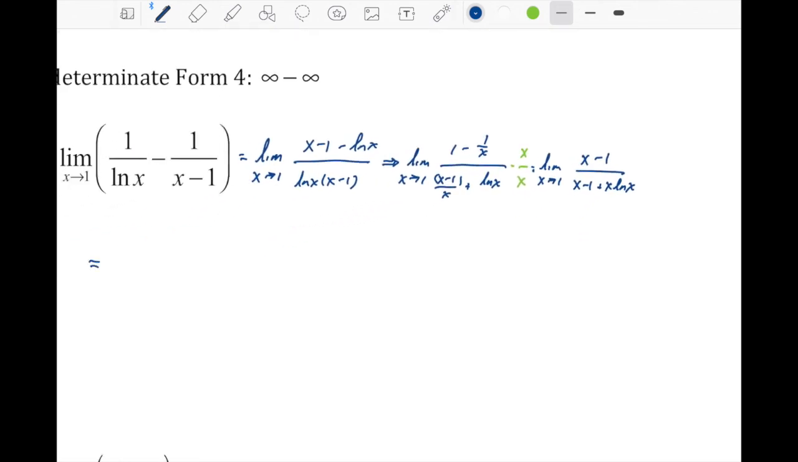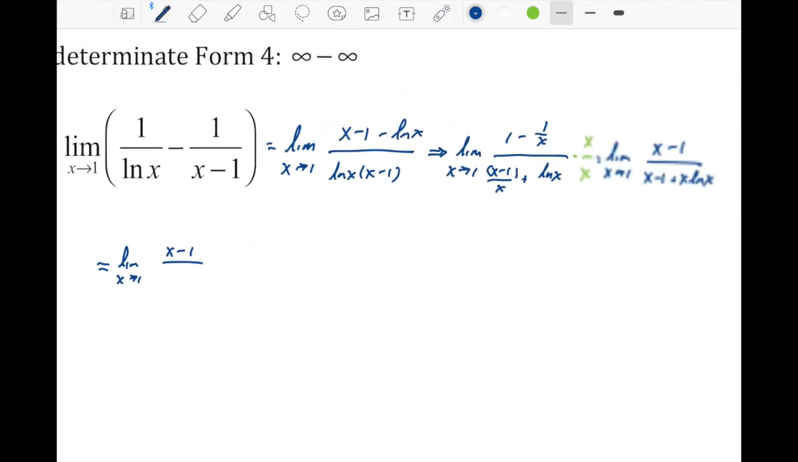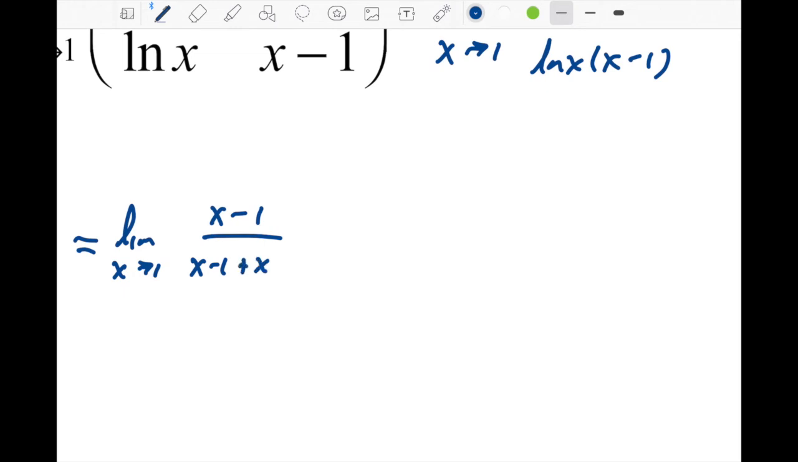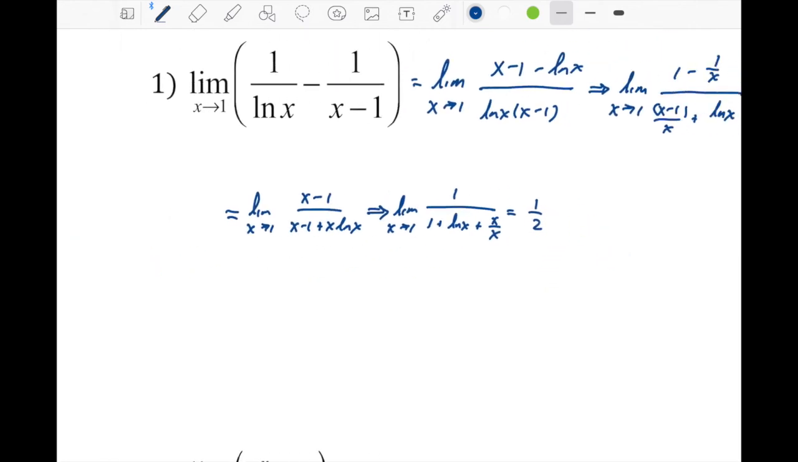So I'm going to rewrite. We've got the limit as x approaches 1 of (x - 1) over (x - 1 + x ln x). Applying L'Hôpital's rule another time, the derivative of the top is 1, and the derivative of the bottom is 1 plus, by the product rule, ln x plus x over x. Now, direct substitution, we have 1 over 1 plus 0 plus 1. We get 1 half. Ooh, not too shabby.